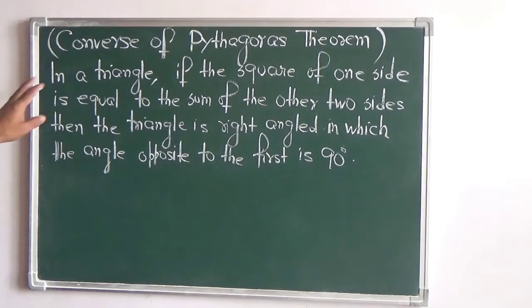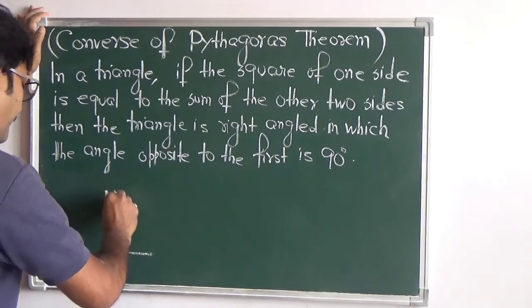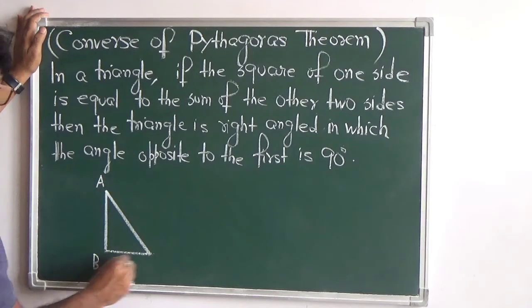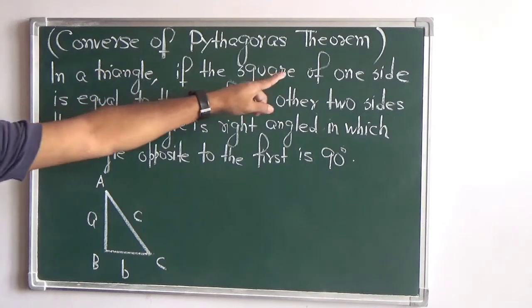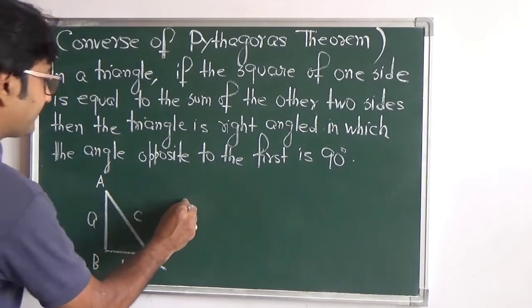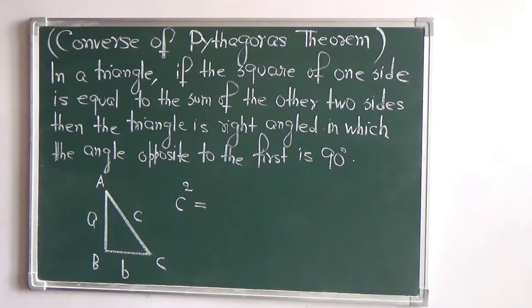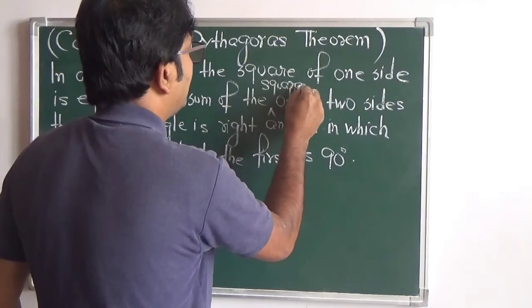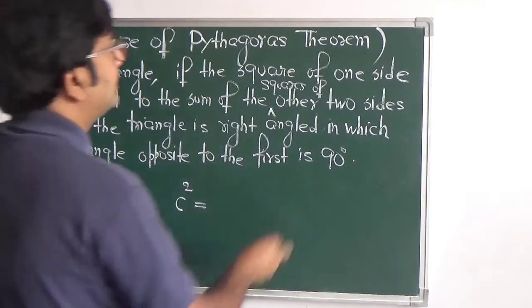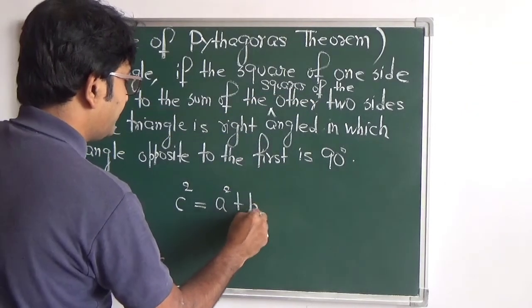Now let us look into the definition. In a triangle, let us take triangle ABC, and mark the sides as A, B and C. So according to this converse theorem, if the square of one side is equal to the sum of the squares of the other two sides, that is C square equals A square plus B square.